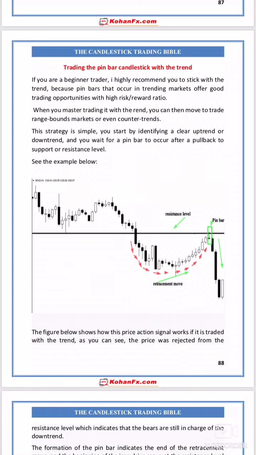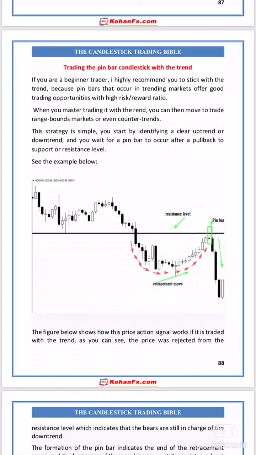Trading the pin bar candlestick with the trend. If you're a beginner trader, I highly recommend you to stick with the trend because pin bars that occur in a trending market offer good trading opportunities with high risk to reward ratio. When you master trading with a trend, you can then move to trade range bound markets or even counter trends.